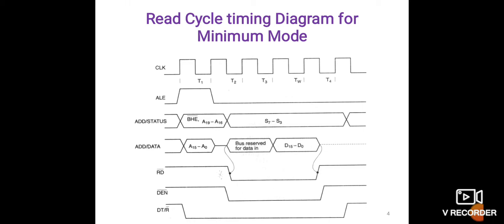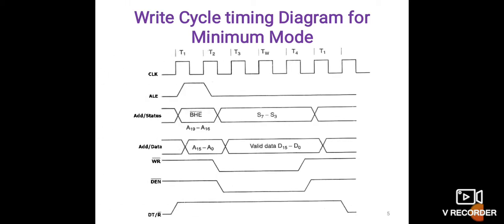Coming to the write cycle timing diagram for the minimum mode, here also we have a very similar diagram to the previous timing diagram, which is the read timing diagram, except that here the write signal should go low. It will go low from almost the middle of the second T state, and the data enable will also go low, and the data transmit/receive will remain high as it is a write operation.